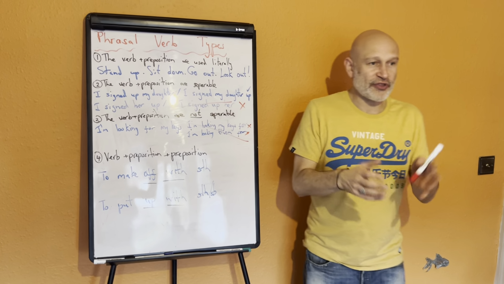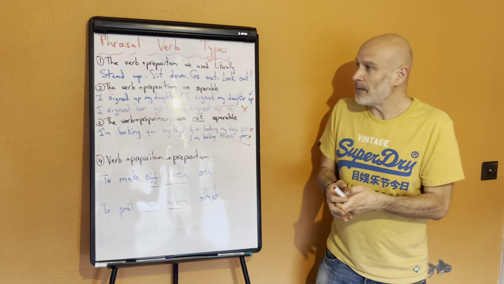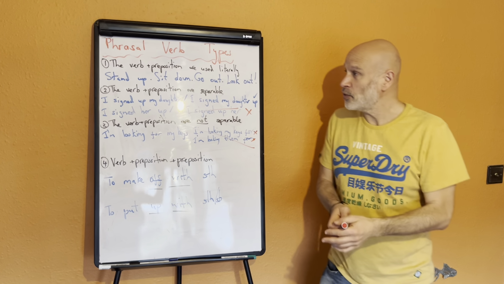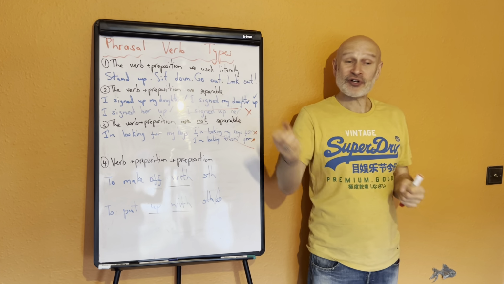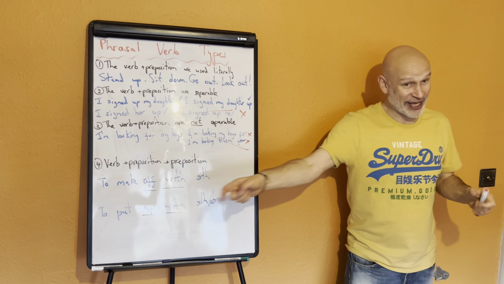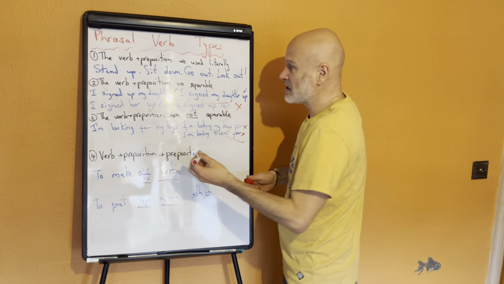The first ones are those phrasal verbs that we use literally. Sometimes we can use them on their own, like stand up, sit down. We can, of course, expand them. Could you sit down, please? Or could you sit down over there or on the chair? But they're very literal phrasal verbs.